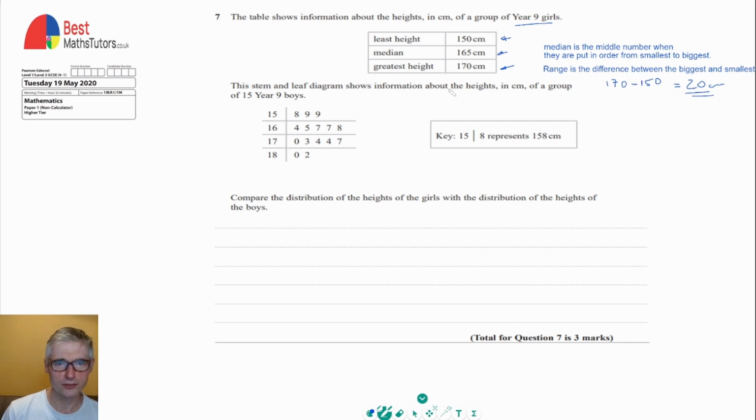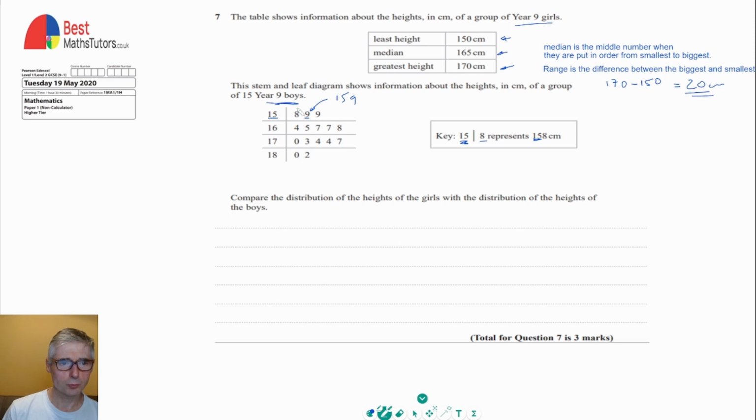And now what we're given is some information about a group of boys this time from year 9, and we're given it in the form of a stem and leaf diagram. So the key represents how this works. The 15 represents the first 2 digits in the number, and the 8 is the 3rd digit. So if we looked at the next one along, that 9, that would mean the first 2 digits were 15, and then the 3rd one was 9.